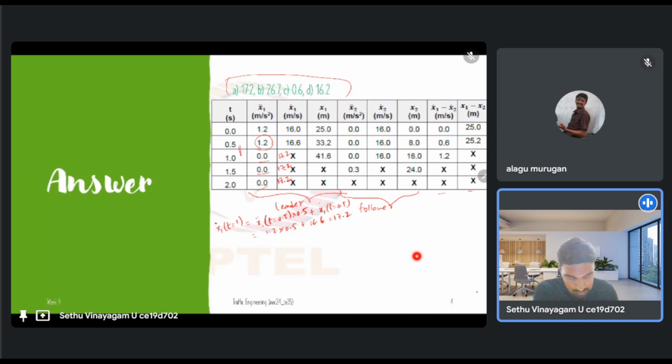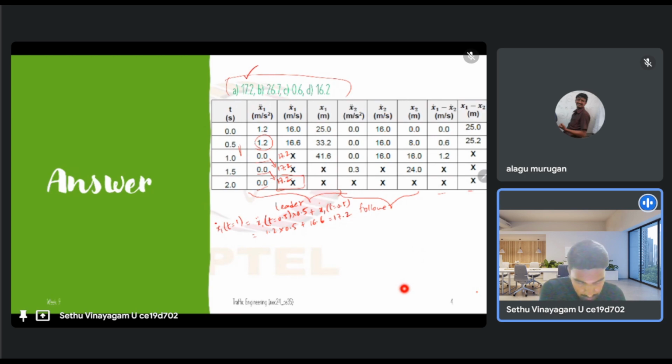If you plug it into this equation, you can see that the first term will always be 0, because acceleration is 0. Whatever the speed was at the previous time step will be the speed at the current time step as well. So this will be 17.2, and at the next time step, time equal to 2, it will also be 17.2. The first question asks, what is the speed of the leader at time equal to 2 seconds? That's why we have 17.2 as the answer for the first part.